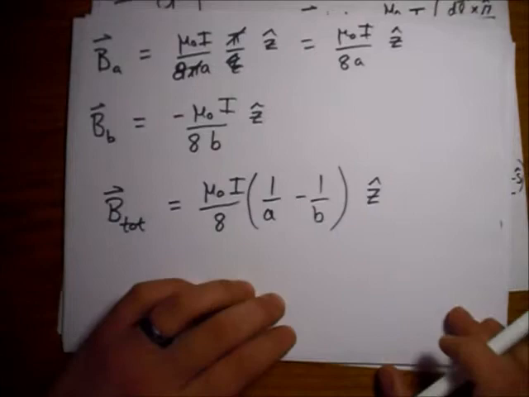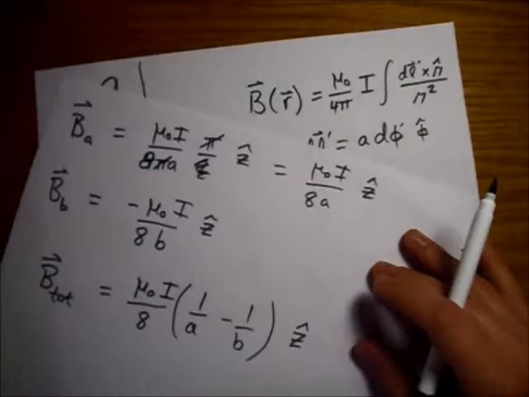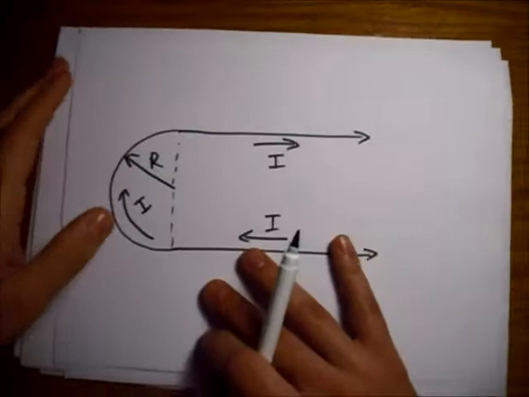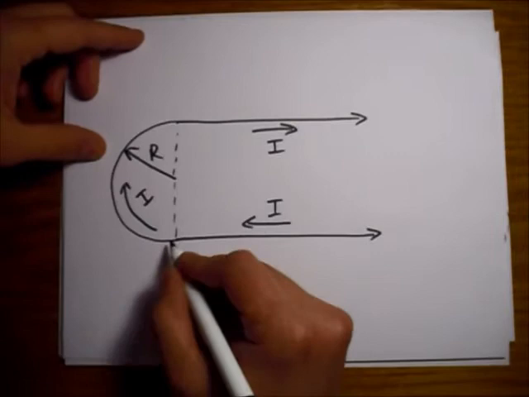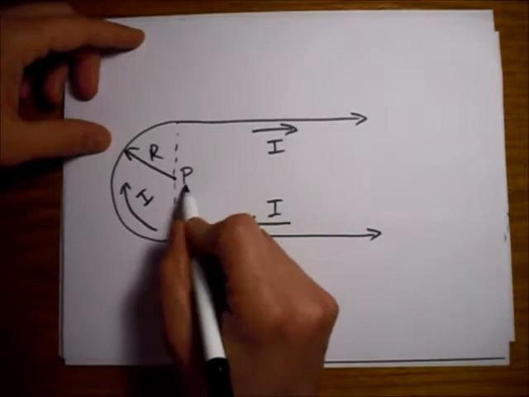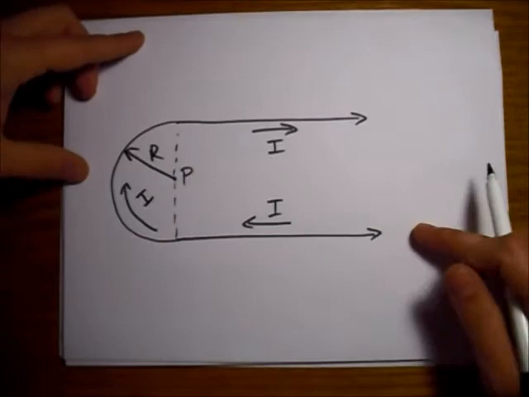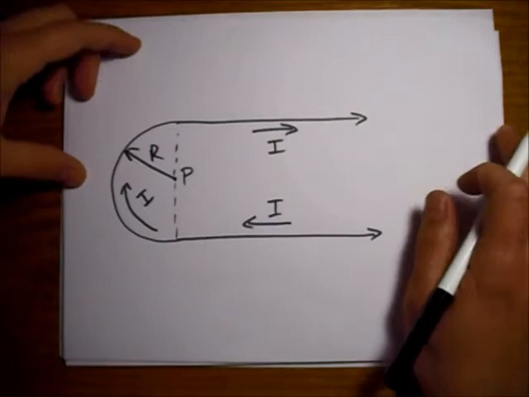All right, let's set that aside for a sec, because now we're moving on to the second part, which is this configuration. We have two infinitely long wires, all right? Current is coming in straight along this. When it hits this point, here's our point P. This is where we're measuring the field from this current configuration. Comes in here, it travels around this semicircle right here, and then goes out infinitely far away again.